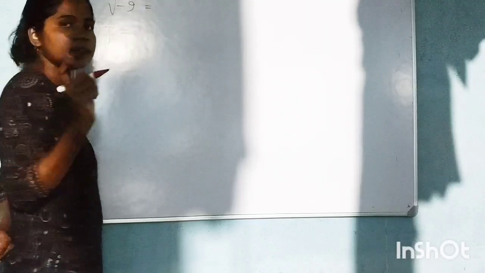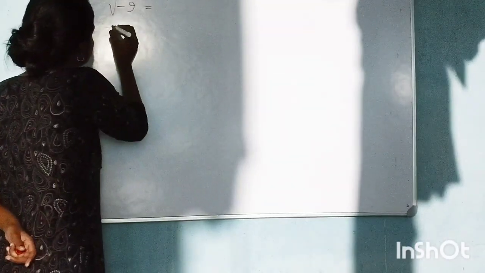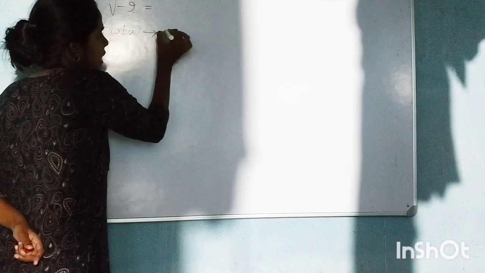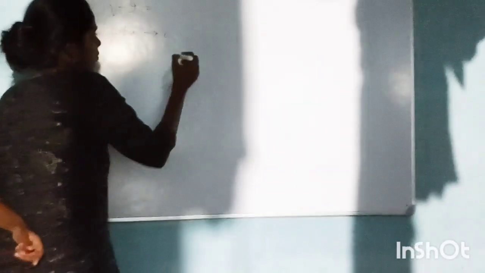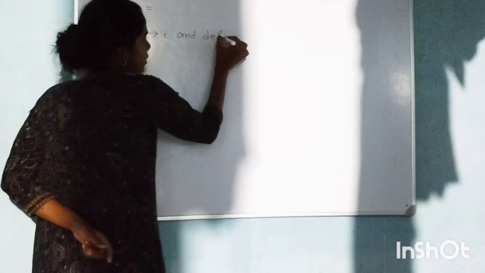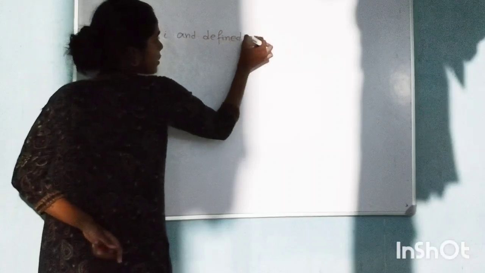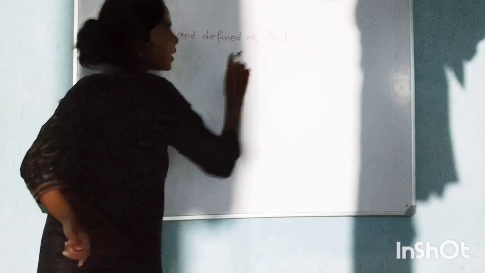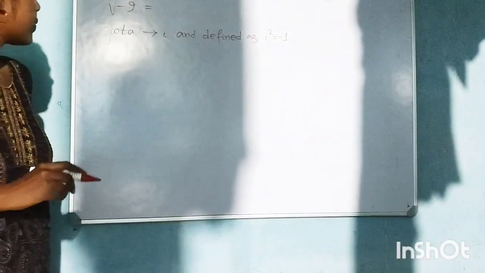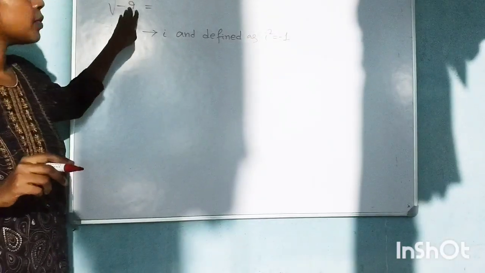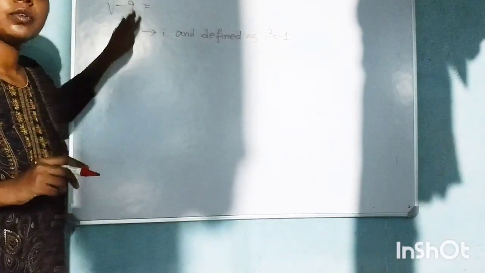In complex number we will define a term iota, which is represented as i and defined as i square equal to -1. Write it down. Okay, i square equal to -1. So now we can derive this term value.